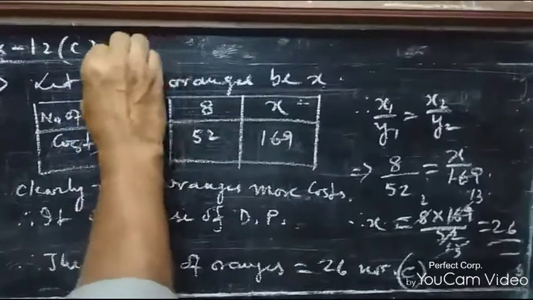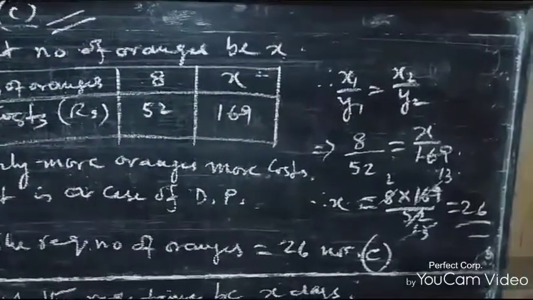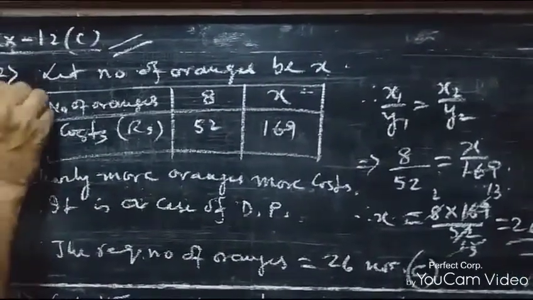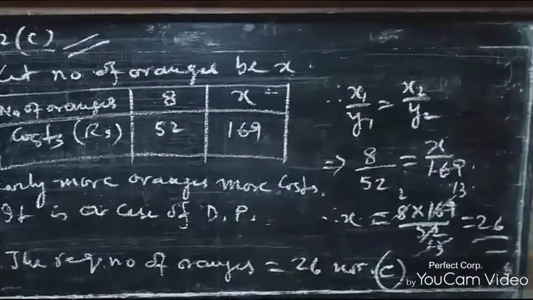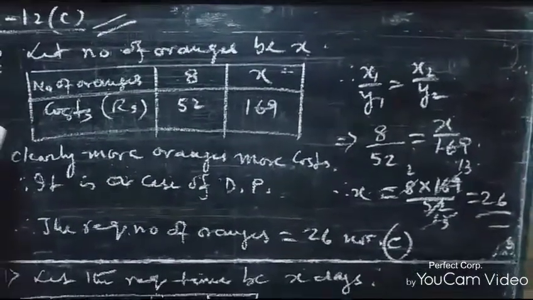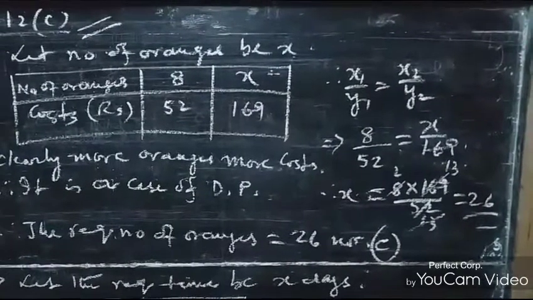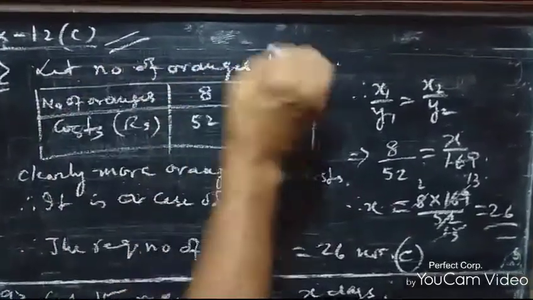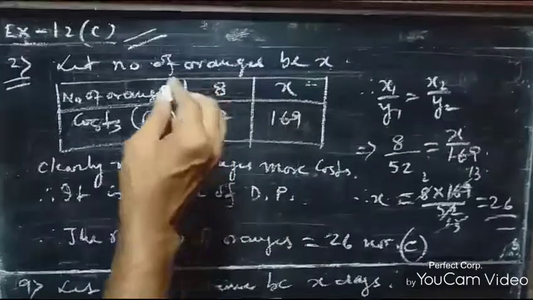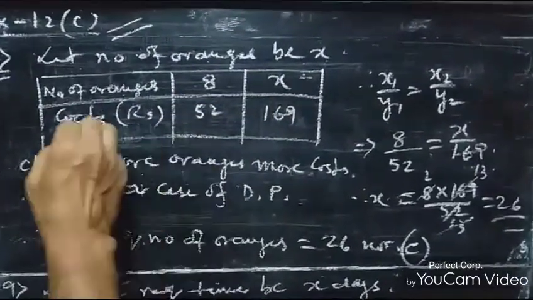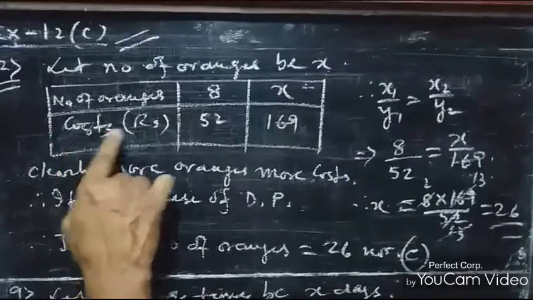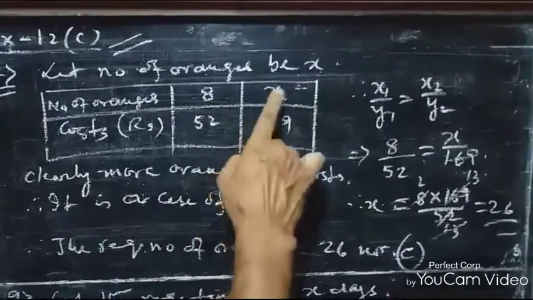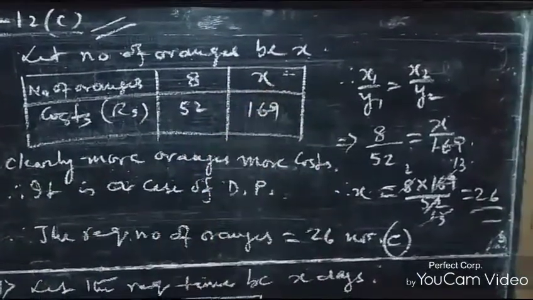Exercise 12c. This is the last exercise of this chapter. Here I'm taking the number 2 problem. It asks: if 8 oranges cost 52 rupees, how many oranges can be bought for 169 rupees? Let the number of oranges be x. Now we are forming the problem in tabulation form. Number of oranges 8 and its cost is 52 rupees. And we are asked for x oranges, and 169 is the cost of that.